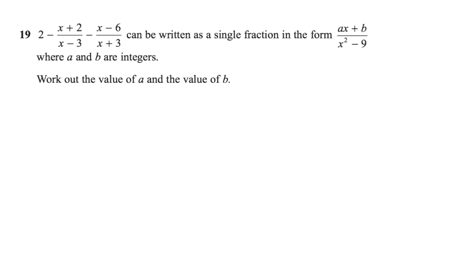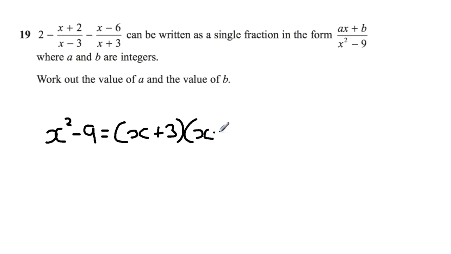When we add or subtract fractions, we must ensure that the denominators are the same. Our aim is to ensure that the denominator is equal to x squared minus 9. X squared minus 9 is known as the difference between two squares. Therefore, x squared minus 9 is equal to (x plus 3)(x minus 3).